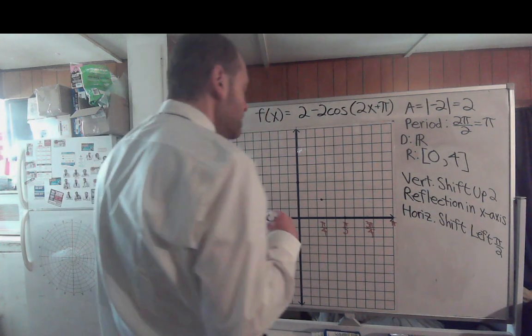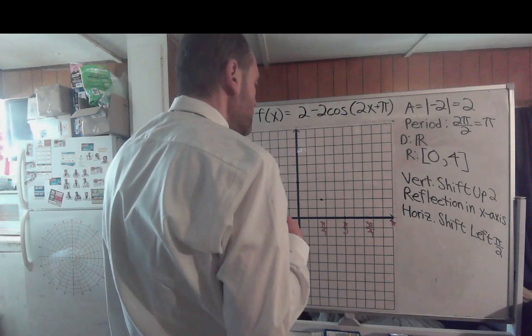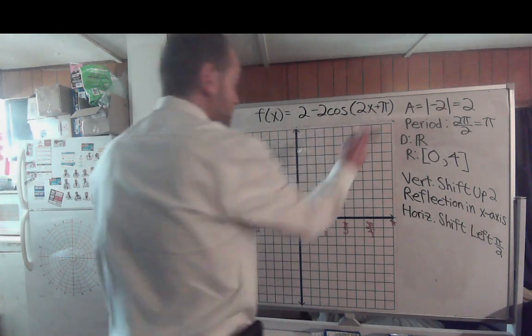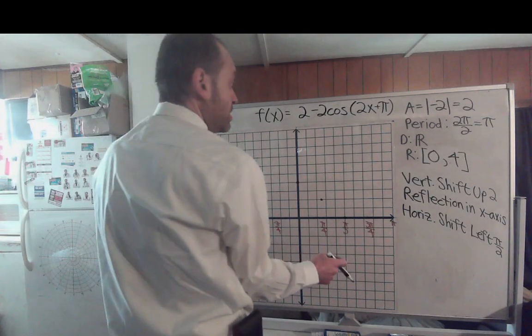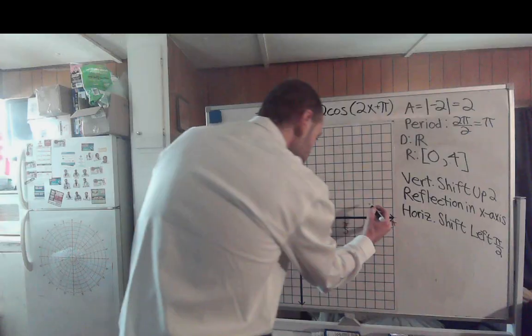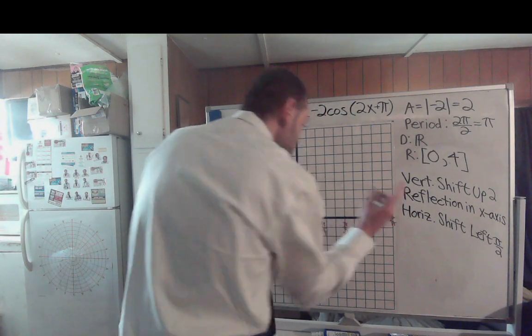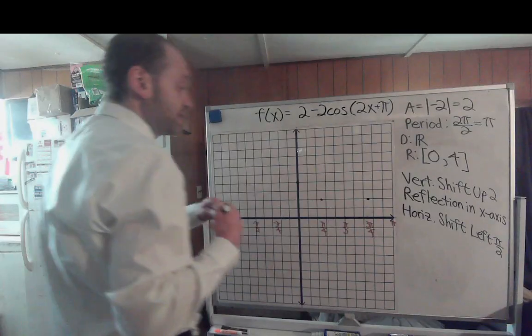Wait a minute. Never mind. Cosine of pi over 2 is 0. So 0 plus 2 is 2. I don't know what I was thinking there. I thought of the sine for a minute. It's easy to mix that up.